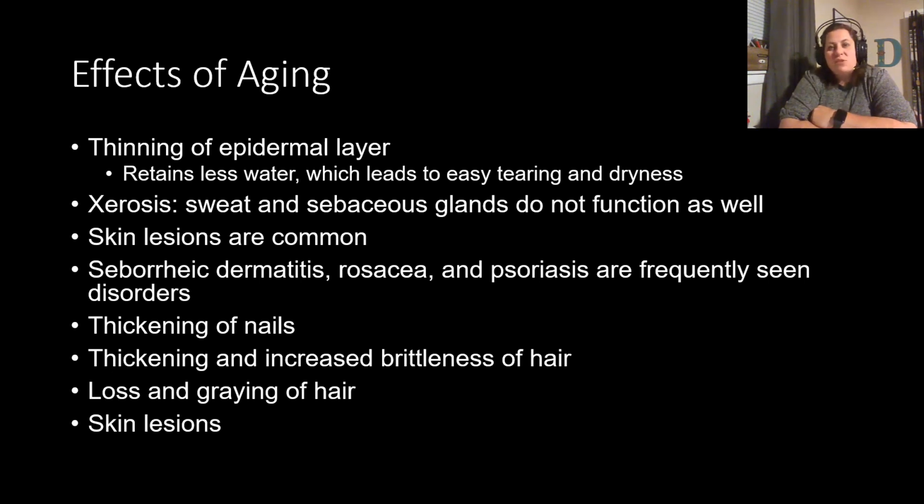Thickening of the nails starts to occur. Thickening and increased brittleness of their hair. Loss and graying of the hair happens, and then of course different types of skin lesions start to develop over time, especially due to, again, those exposures. If they're 80 years old, they've been exposed to some different things for 80 years versus somebody who's only 20 years old. All right, so there's lots of different effects of aging.